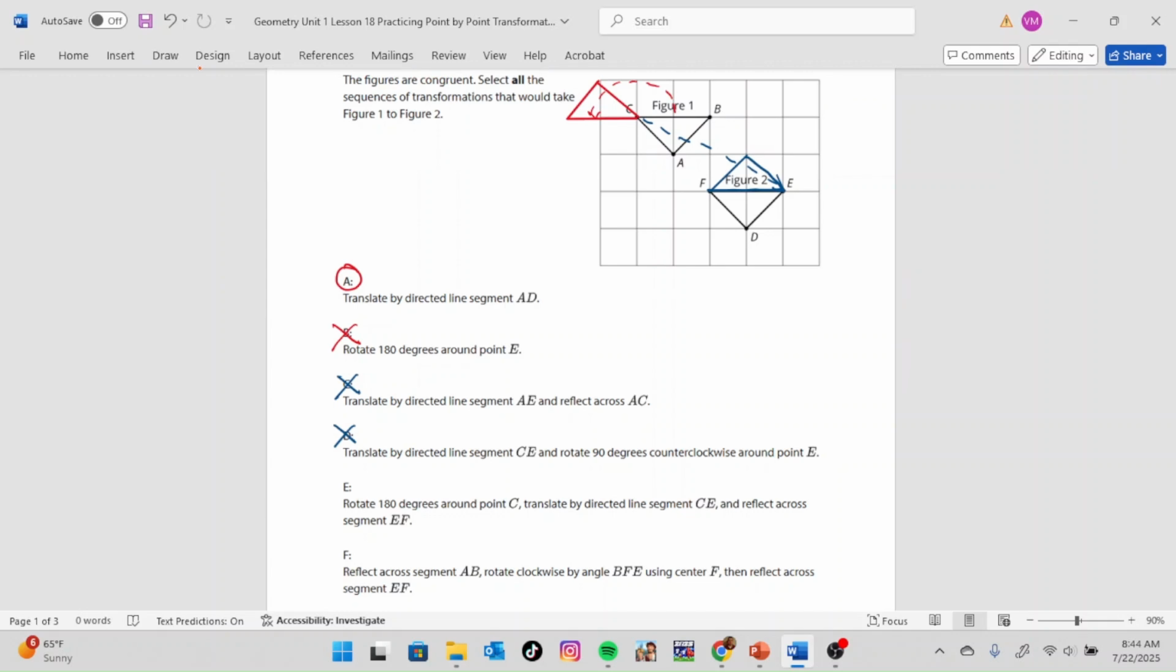And now step 3, reflect across segment EF. So we're going to take this blue triangle, we're going to reflect it down, and it's going to line up right on top of figure 2. So this does, in fact, take figure 1 and put it right on top of figure 2.